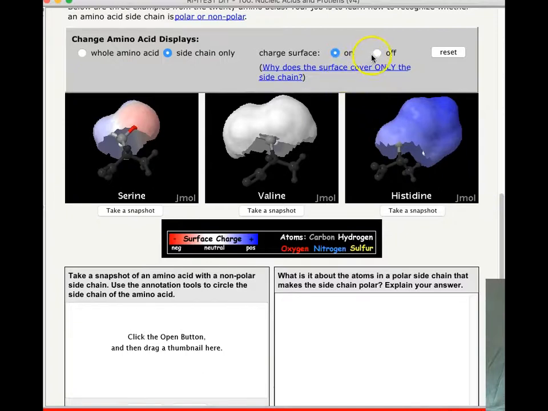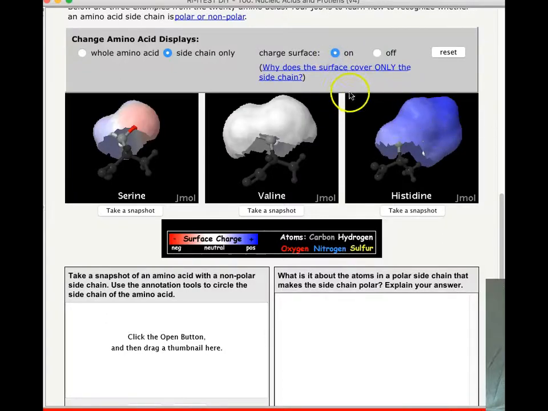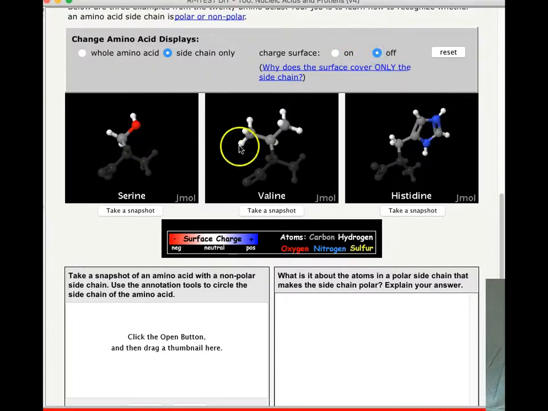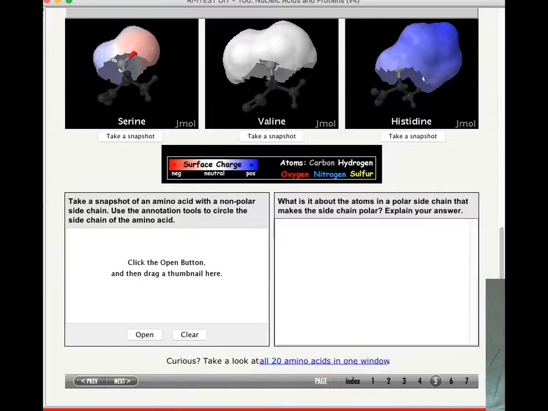Let's take the surface charge off so you can see what's under there making the charges. Nitrogen seems to be making those positive charges. Serine, the oxygen, is a slightly negative charge because it's attracting those electrons. And valine is all carbon and hydrogen, so it's nonpolar. It doesn't have any charge. So if we look again, it must be the atoms in the side chain that are making those charges. All right, you have all you need to know for question 5.